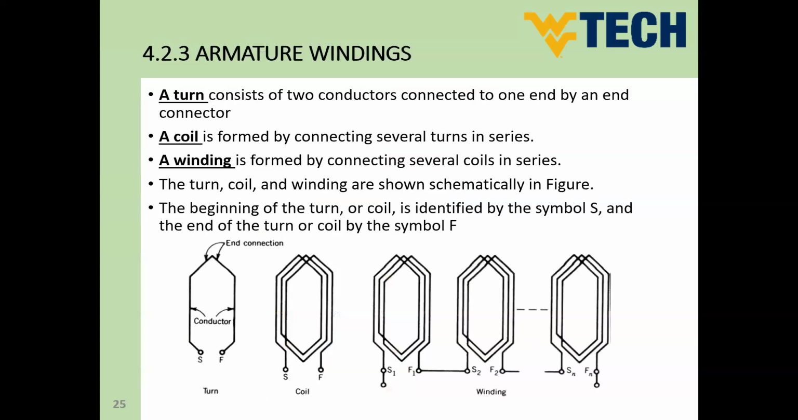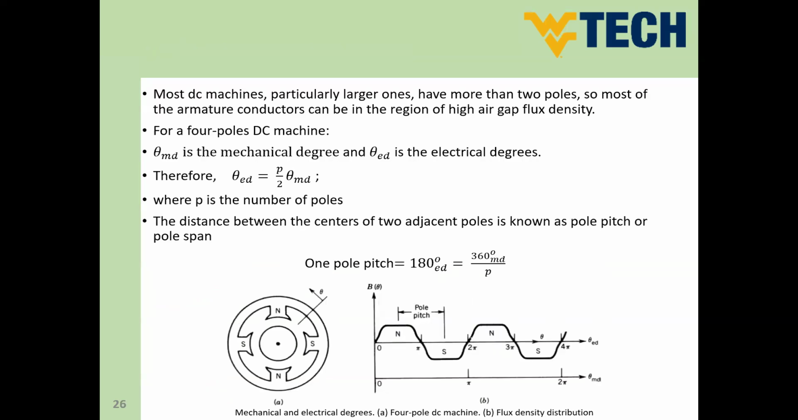Okay, now, just to remind you again, how can we construct the winding of the machine? So this is called one turn. So the turn has two conductors. So we have here two conductors. Many turns together form a coil, and many coils connected together form the winding of our machine. Okay, so this is how we can construct the armature winding inside the machine. Now, you know that, guys, most DC machines, particularly larger ones, have more than two poles.